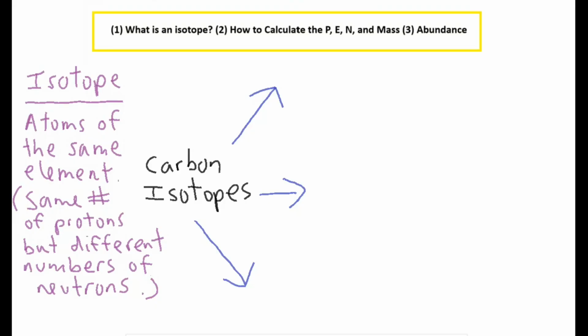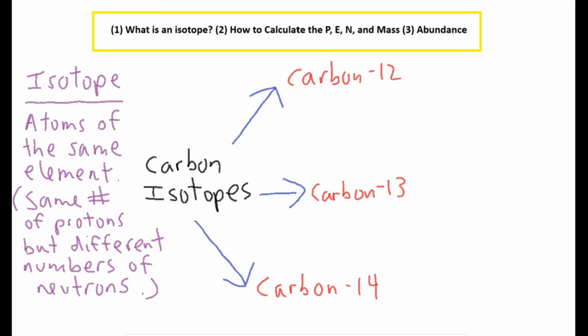The example I'm going to use is carbon. Carbon has three isotopes. We have something called carbon 12, carbon 13, and carbon 14. Now for each of those, clearly they have a different mass of 12, 13, and 14, but all of them have the same atomic number. So let's go ahead and see what that notation looks like.